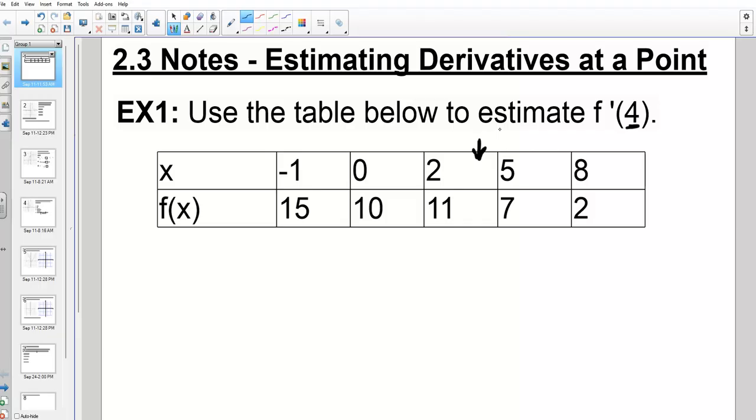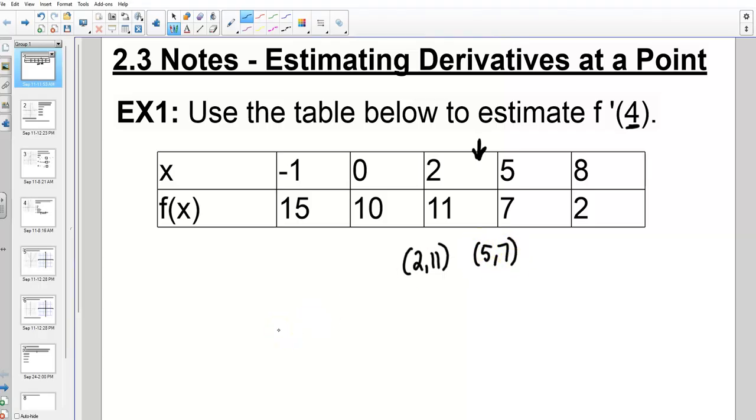So the best we can do from a table is just to give the slope at the points closest to it. We don't want to use the endpoints because that's like average rate of change over the entire thing. But what we want to do is find the rate of change of the points closest to 4. So we're just going to take the points (2, 11) and (5, 7).